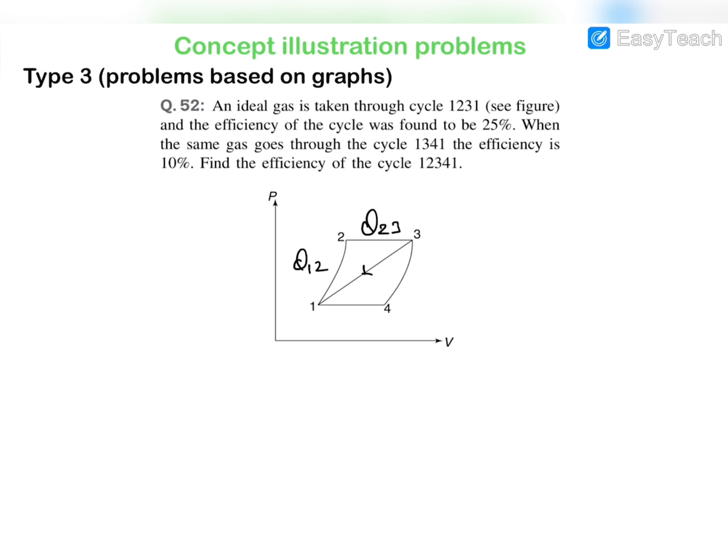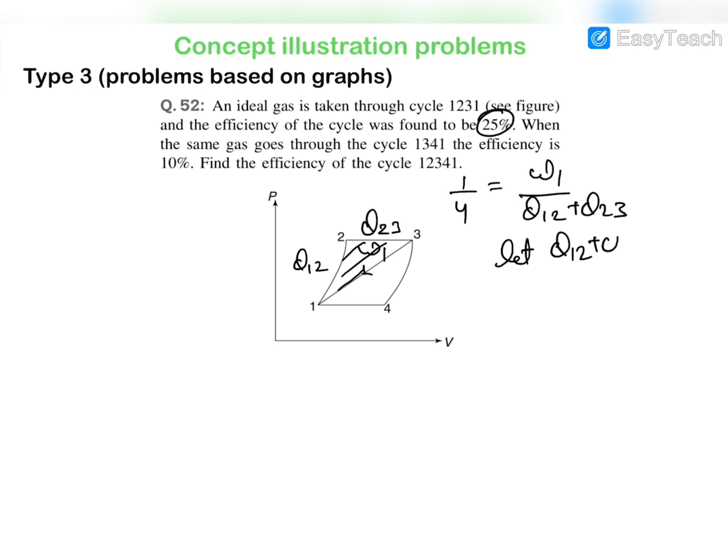So efficiency is 25%. So let us write it in fractional form. So it would be 1 by 4, and that would be equal to the work done, which is the area of this bounded curve, W1, upon heat supplied. So heat supplied will only be Q12 plus Q23. And now let us assume that Q12 plus Q23 is equal to A. So work done W1 is equal to A by 4.